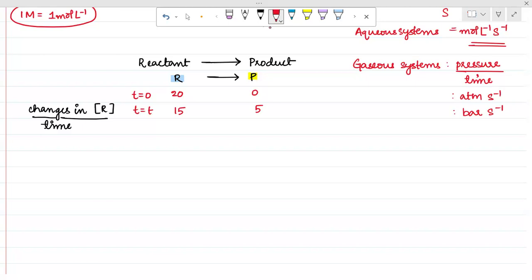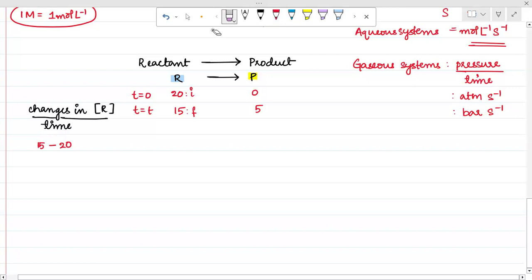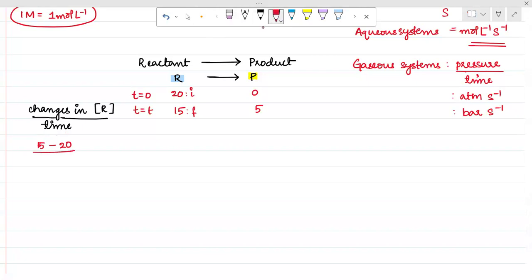So you can see that this is your initial concentration and this is your final concentration. This is your initial 20 units. This is your final 15 units. So the change in the concentration of R from the example that we have written is 15 minus 20. Final minus initial always. Okay, so changes are always measured as final minus initial divided by change in time. So it was t is equal to t and initially it was 0. So this is going to be minus 5 by t. This is going to be your rate, this much of units, whatever it is.